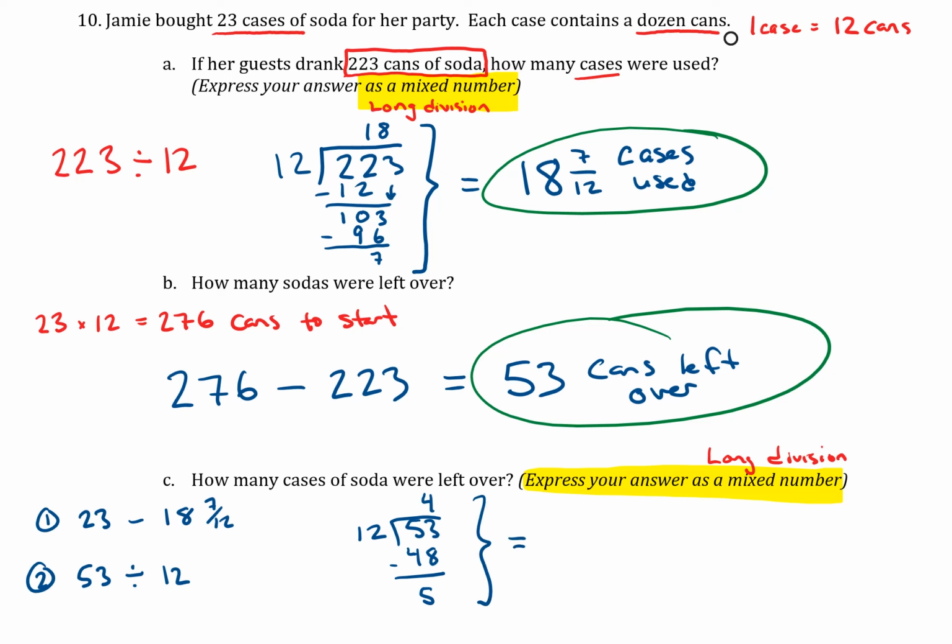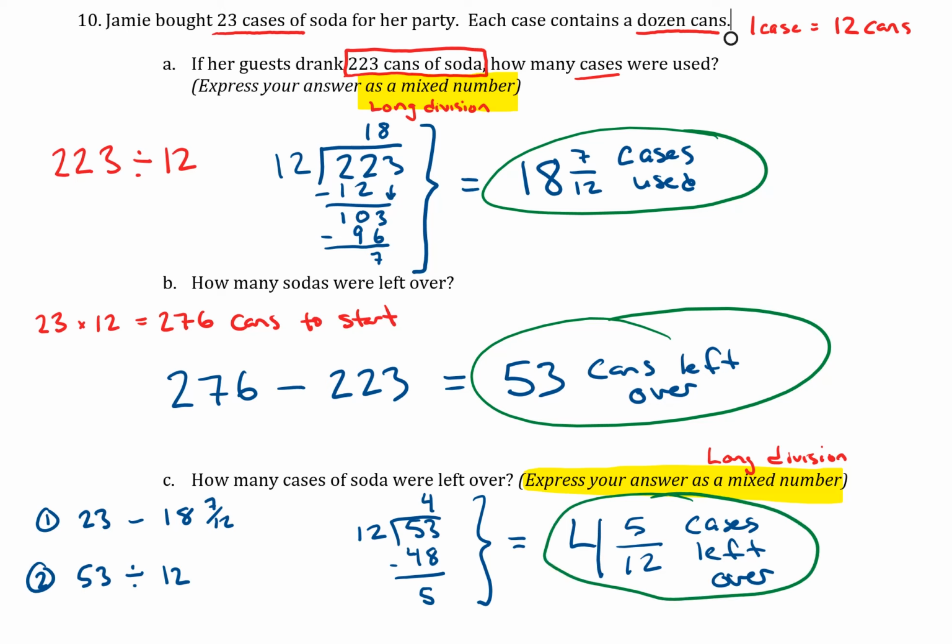Okay, so let's give this as a mixed number. 12 goes into 53 4 times, 4 total times, with a remainder of 5 out of the 12. And that would be cases left over. Okay, so we could have used either method. We could have taken our answer from part A and subtracted it from the 23. We would have gotten the same answer. All right, so that does it for this problem.